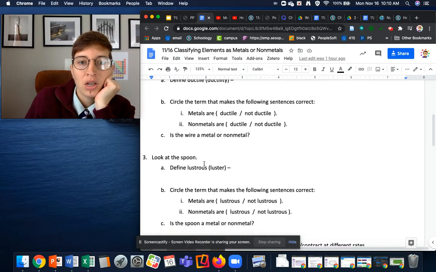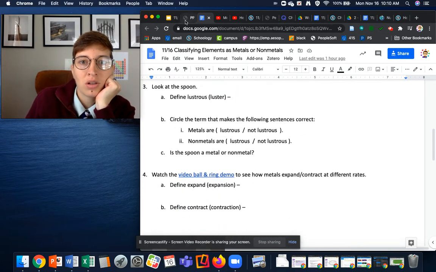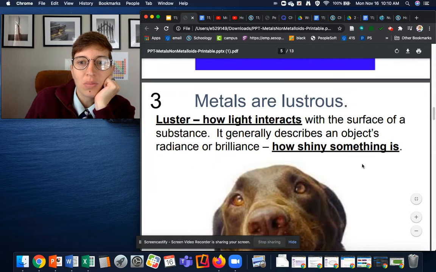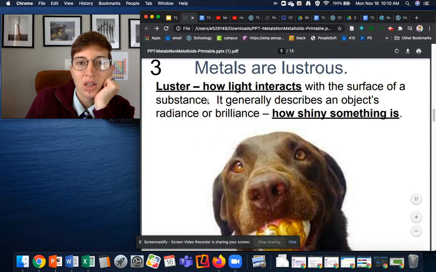Okay, number three is about being lustrous. Okay, luster is how light interacts with the surface of a substance. It generally describes an object's radiance or brilliance. What we say is, how shiny is it? So if it's really shiny, it is high luster. Okay, if it's very shiny, it has high luster.